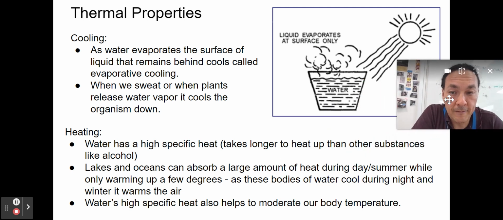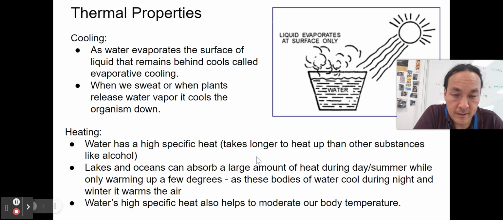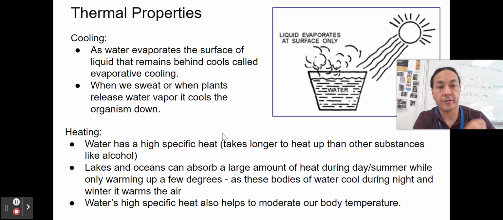All right, as water evaporates, it's taking away heat, right? It's evaporating at the surface. So when we sweat or when plants release water vapor, it helps to cool them down. It's taking away the most energetic molecules. It takes longer to heat up water than other substances. So if you were to put on your stove a pot of water and then a pot of alcohol or another substance, the alcohol would heat up more quickly. The water has to break all those hydrogen bonds before it starts to boil.